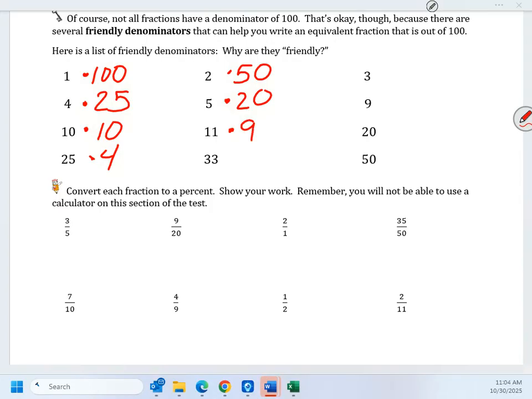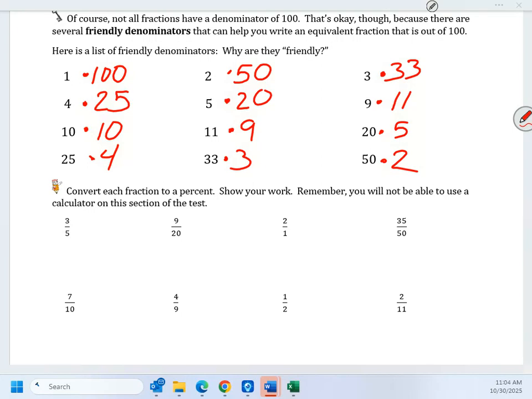What would we multiply 33 by, Ellen? 3. What would we multiply 3 by? 33. What are we going to multiply the 9 by? 11. What do we multiply 20 by? And what do we multiply 50 by? Okay. This is a good table to have on your help sheet. Make sure we remember what we're multiplying our numerator and denominator by, what that scale factor should be, because we need to remember to get that denominator to 100. Whatever you do to the denominator, you do to the numerator.